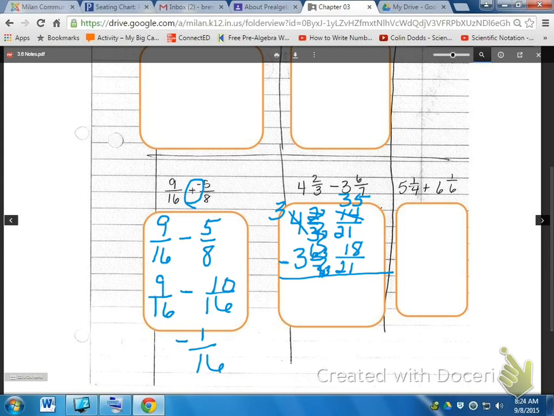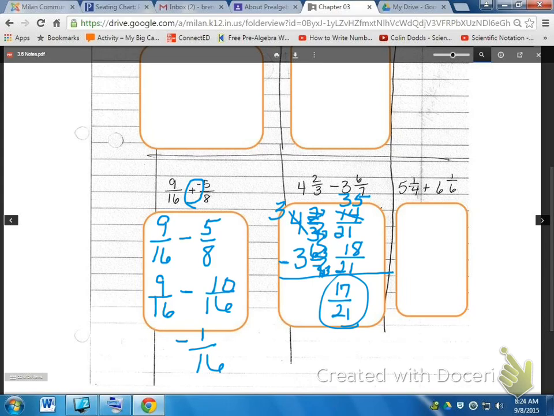The one that you borrow, you can make it any number over itself. In this case, we made it 21 over 21. So 35 minus 18 would be 17 over 21. Questions about that one? Do you remember the borrowing and how you add the two numbers together or not? No? Let's go look at a problem.